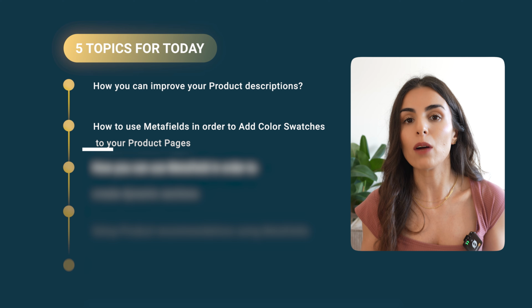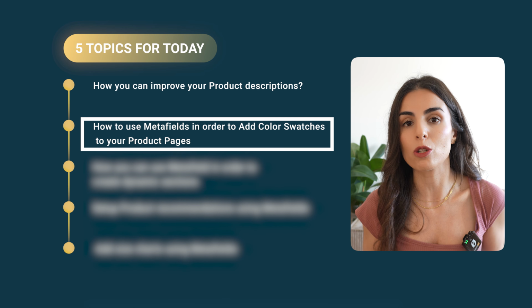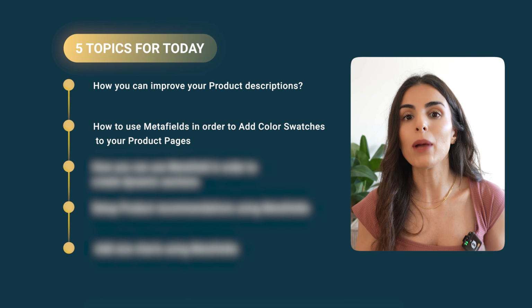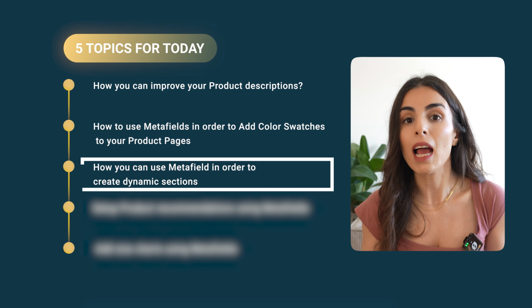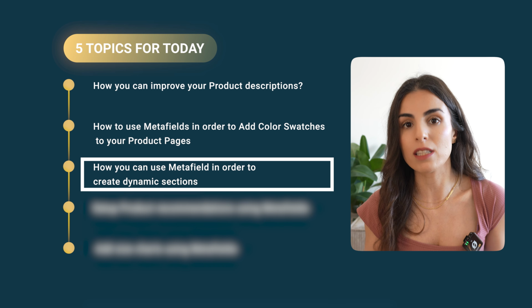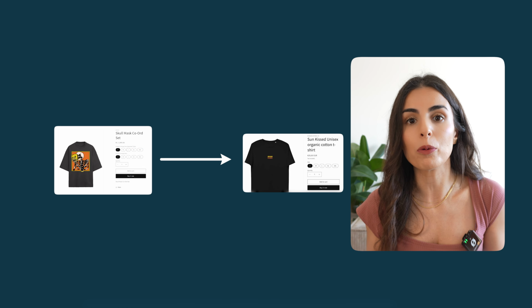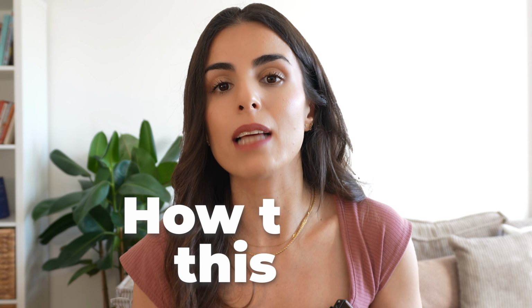Next, we are going to see how to use Metafields in order to add color swatches to your product pages. Then we are going to see how you can use Metafields in order to create dynamic sections that are totally different from one product to another. So let's say, for example, you want to have a gallery section on your product pages and you want this section to be totally different between product A and product B. I'm going to show you how to set this up.